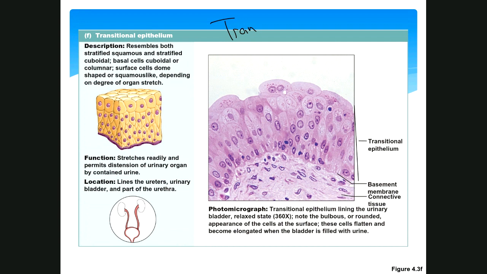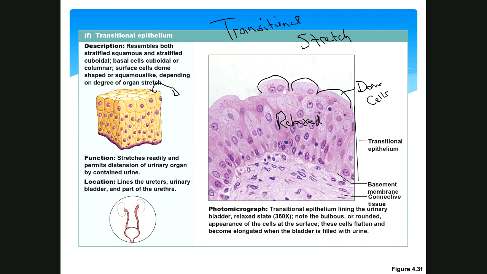Transitional is called that because it changes. And what makes it change is stretch. So if you see it in a stretch state, it looks very different from this. This is relaxed. And when it's relaxed, when there's nothing pulling on it, it stacks up and the top cells look like this. They have domes. They look like they are domed at the top and they're called dome cells. You can see them over here. These are dome cells.